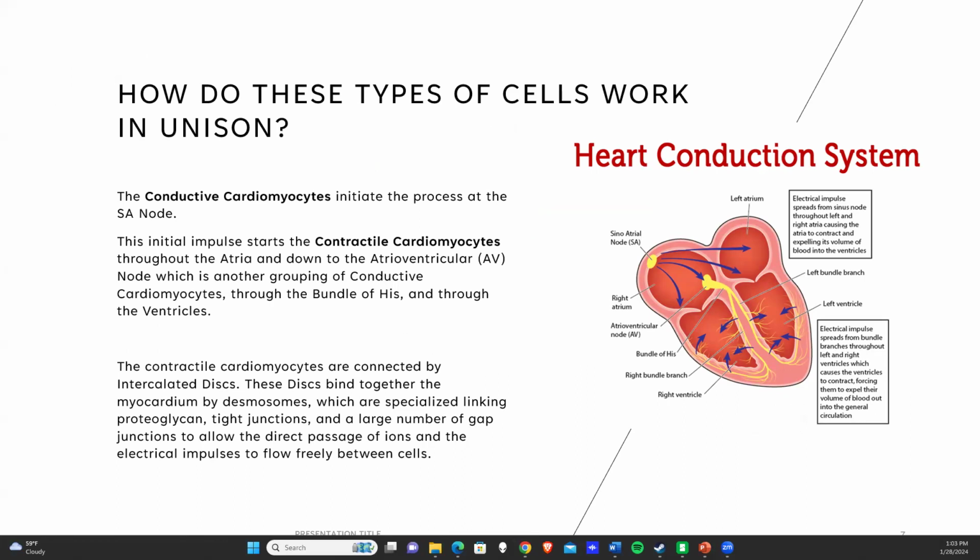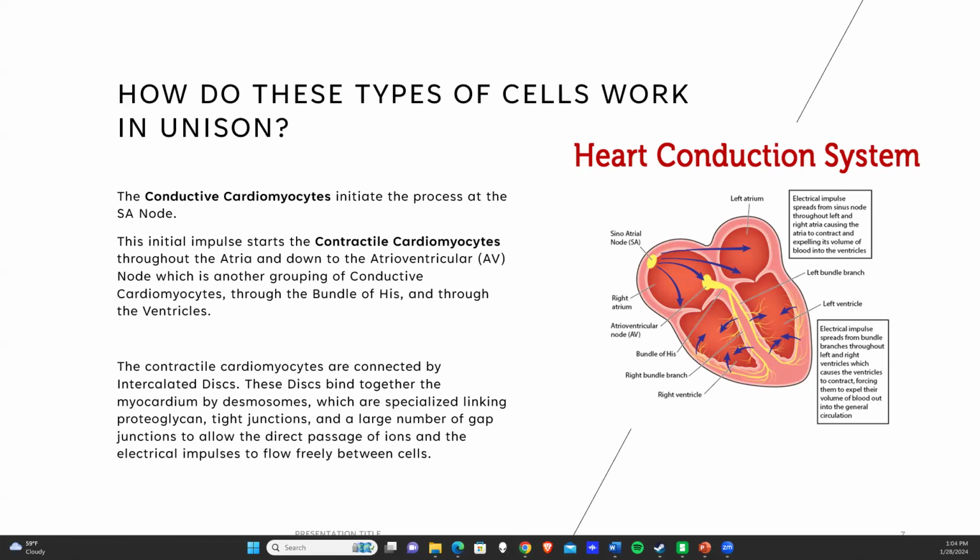So how do these types of cells work together? For the heart to function properly, it is an organ with many different individual parts that are required to work as a single unit. Both types of cells are required to effectively and efficiently pump blood and transport oxygen and nutrients to the rest of the body. This is done by the utilization of both the conductive, or electrical, and the contractile cardiomyocytes. Specifically, the contractile cardiomyocytes are connected via those intercalated discs that I mentioned earlier, and these are located at the junctions where the individual cardiac muscle cells meet.